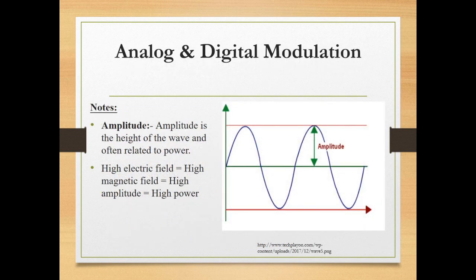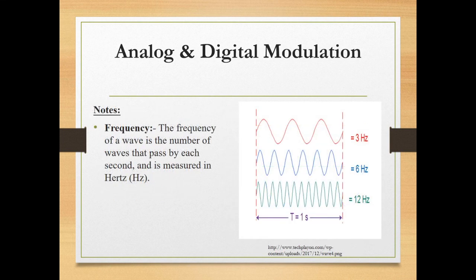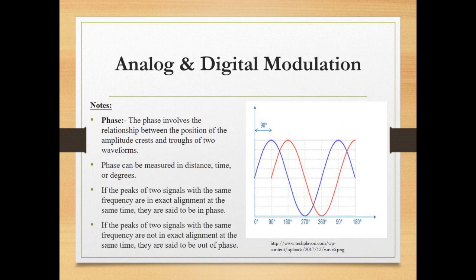Amplitude. Amplitude of a wave means it is the height of the wave. Frequency represents the number of waves that pass by each second. And the phase involves the relationship between the position of the amplitude crest and troughs of two waveforms. And phase can be measured in distance, time or degree.